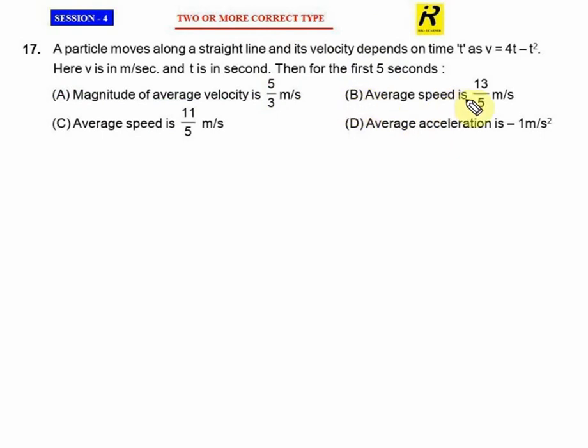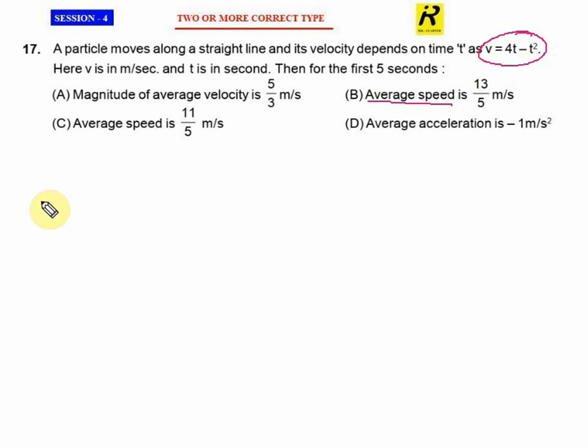The average speed is 13 divided by 5 meters per second. Now it is not average velocity, it is average speed. You should be careful about this particular word: it is average speed. First I check v = 4t - t². There are many types of motion where the velocity changes periodically. In my experience, I have a little doubt over this particular velocity, so I have to check.